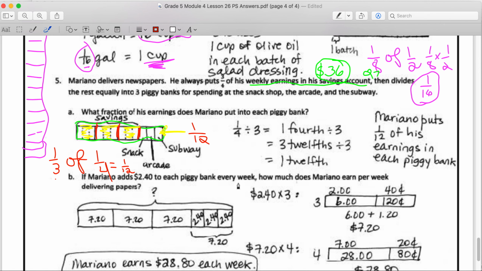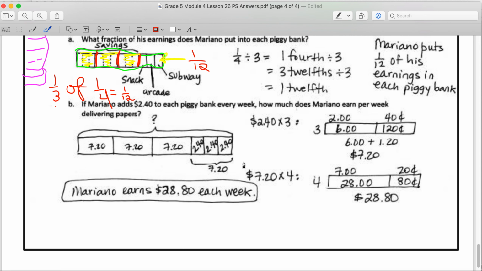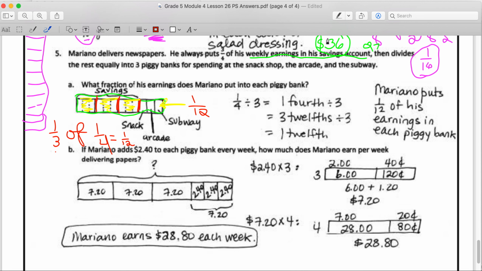All right, let's keep going. So it says if Mariano adds $2.40 to each of the piggy bank each week, how much does he earn per week delivering papers. So they're working from the back end all the way to the front end. Where we started with how much he made up here for $36 and came down to how much is he actually saving, okay, or how much is he putting into each piggy bank.